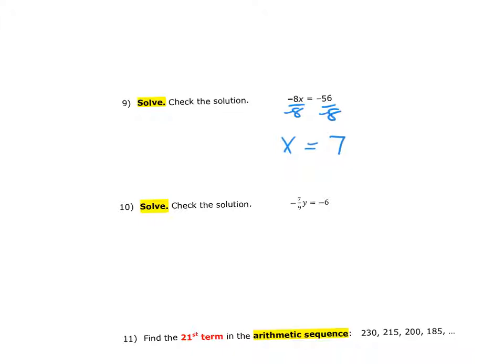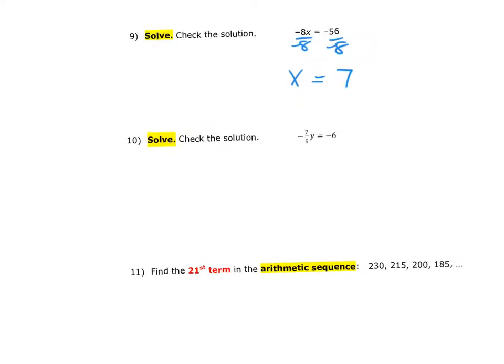Next one. Solve and check. So again, I am going to divide by -7/9, which is the same thing as multiplying by -9/7. And that's going to give you y is equal to, if you put it over 1, 6 times 9 is 54 over 7, positive. You could leave it like that. You do not need to change it into a decimal. That's absolutely fine to leave it like that.